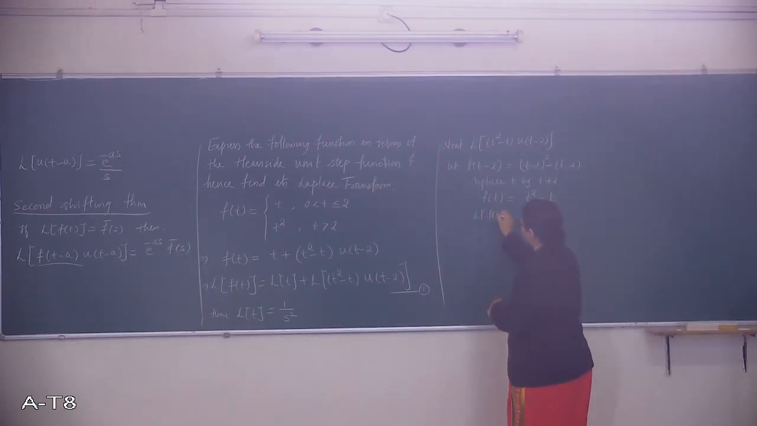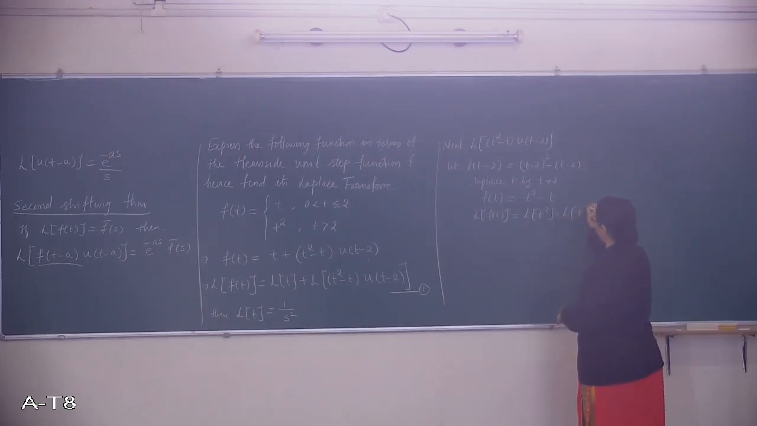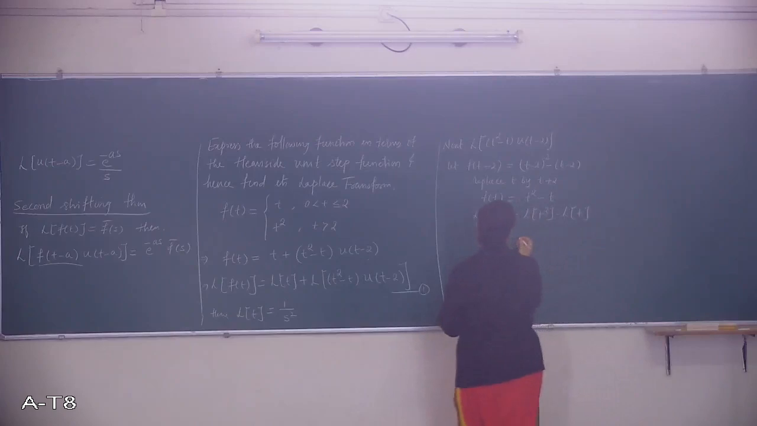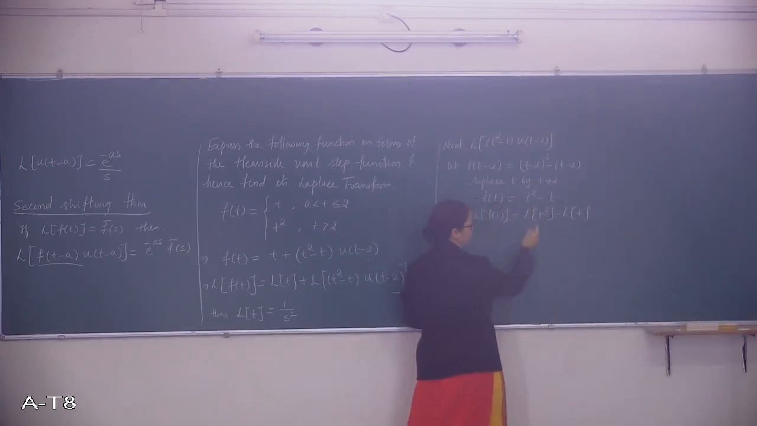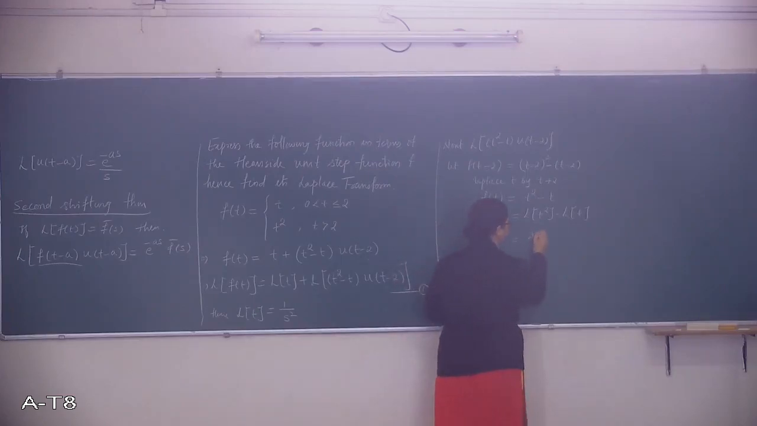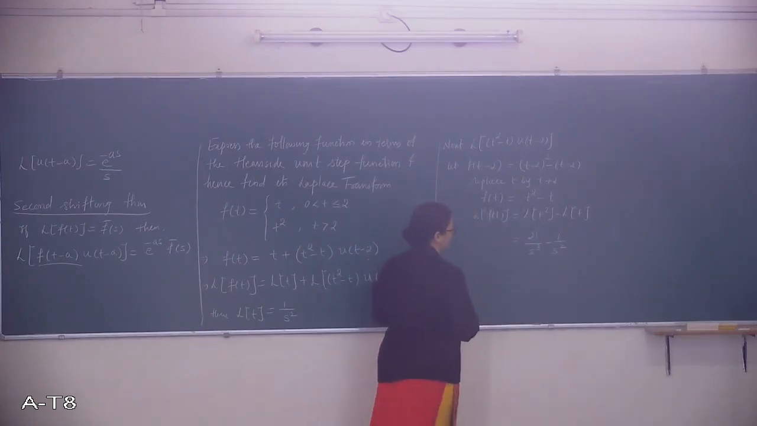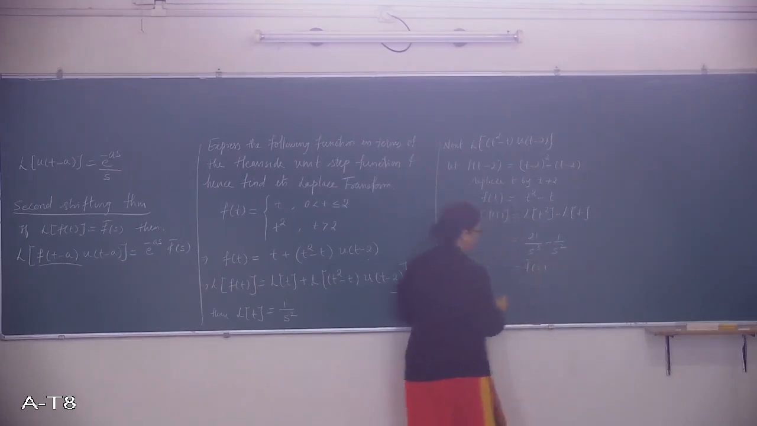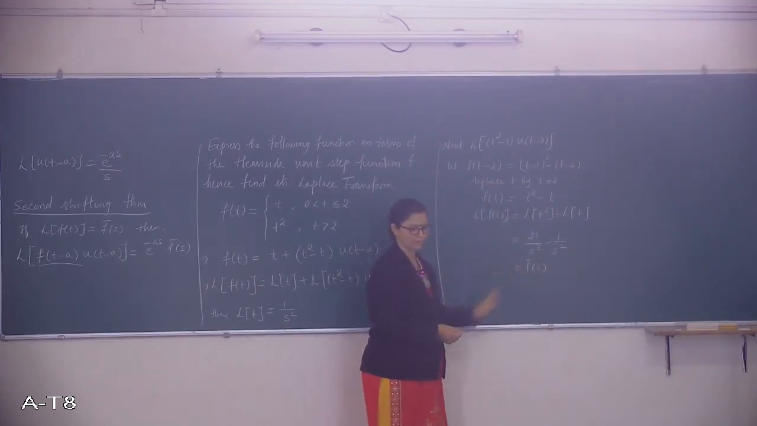So what will be Laplace transform of f of t? It is Laplace transform of t square minus Laplace transform of t. Okay, now that is equals to, what is Laplace transform of t square? It is 2 factorial upon s cube. Similarly here it is 1 upon s square. Okay, so which is a function of s. Now, so we got f bar of s value.